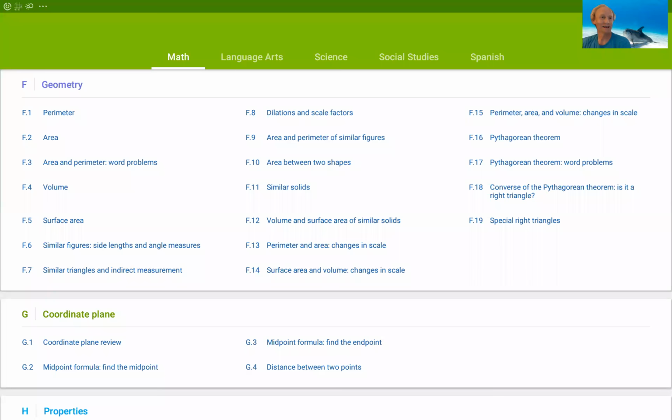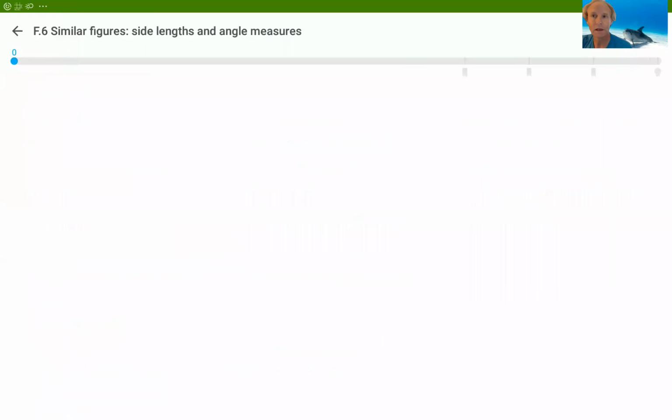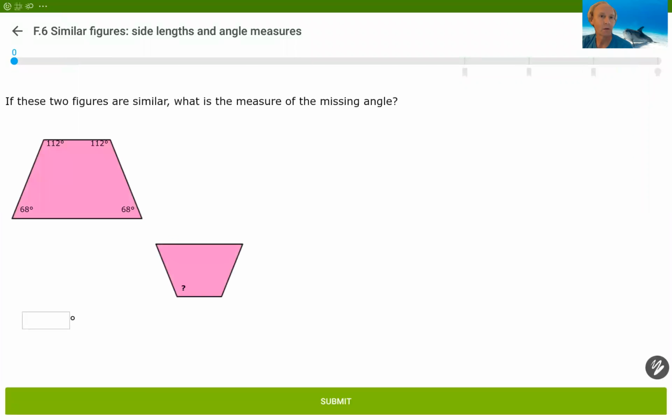Hi guys, we're going to start on the IXL section. It's still Algebra 1, but we're looking in the geometry section, F. Right now I'm going to show you similar figures, side lengths, and angle measures, which is right here. That's F6. And we're probably going to have proportional sides and proportional angles. So let's take a look.